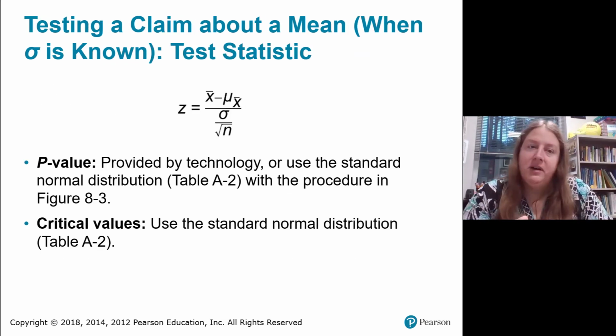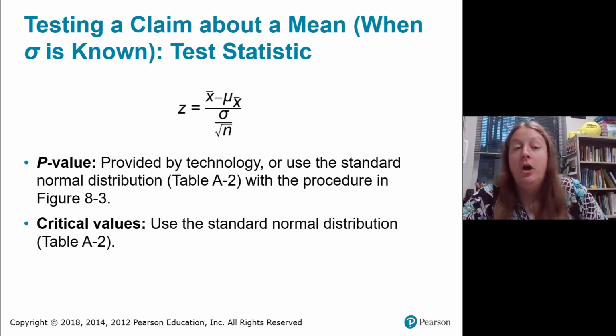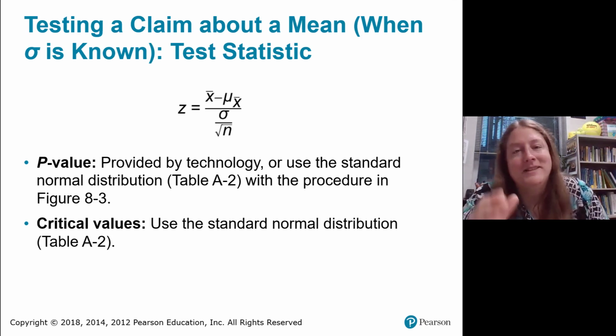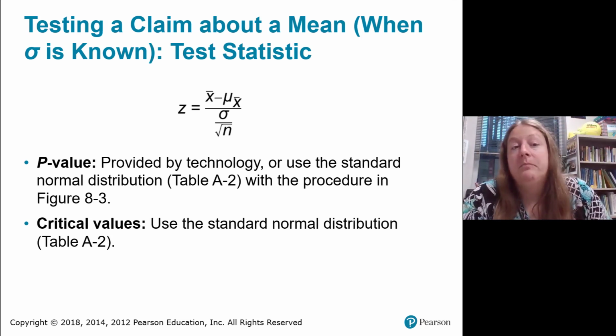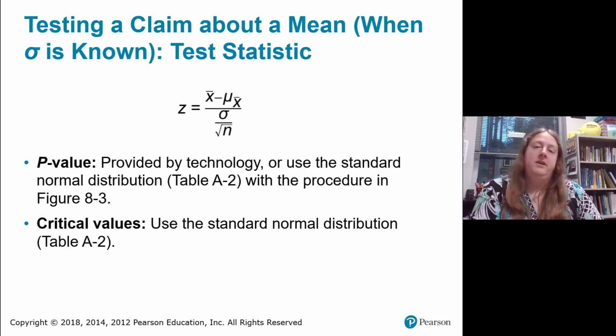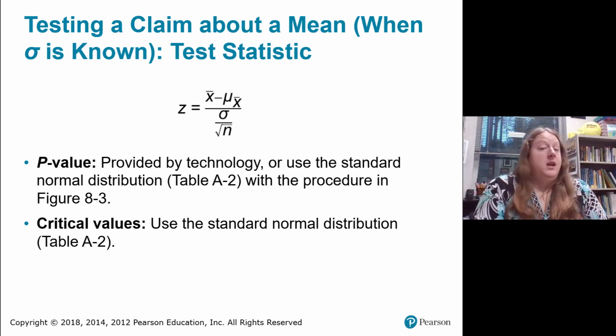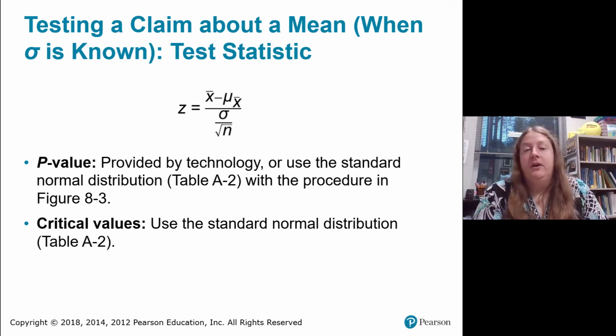And now finally, as promised, what happens when we know the population standard deviation? Well, everything works the same, except we can use the normal distribution, so we can use the Z statistic. Z equals our sample mean minus our population mean, divided by the quantity of our population standard deviation divided by the square root of our sample size. Everything works the same except we'll use the standard normal distribution, table A2, instead of the student t distribution, which was table A3. That's the only difference.